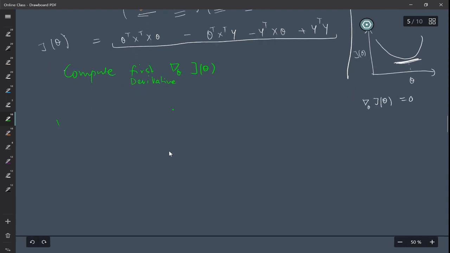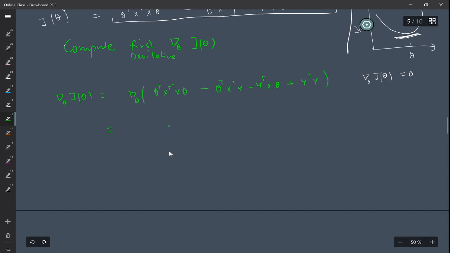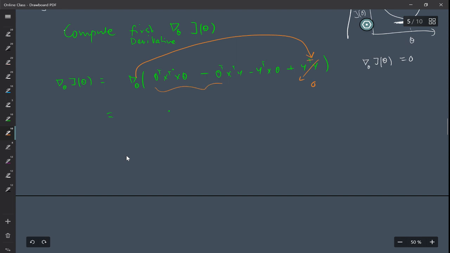So let us write delta theta of j theta, which is equal to delta theta of this equation: theta transpose x transpose x theta minus theta transpose x transpose y minus y transpose x theta plus y transpose into y. Let us take delta inside. Clearly you can see delta theta of y transpose y is going to be 0 because this term is not dependent upon theta. So we are left with only these three terms.